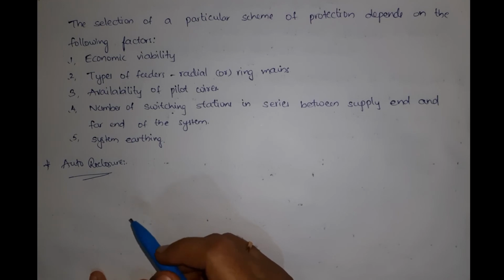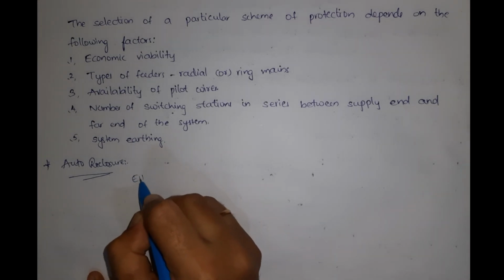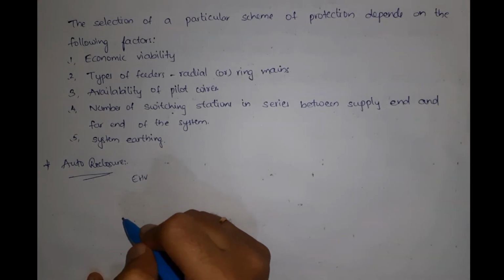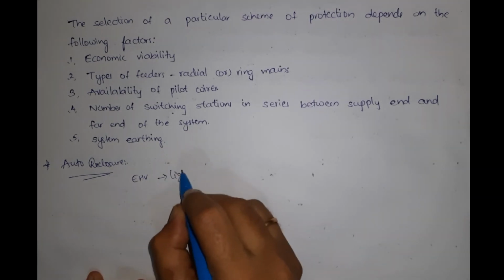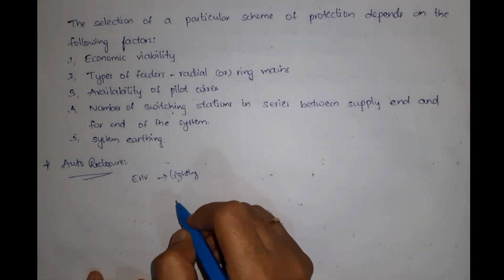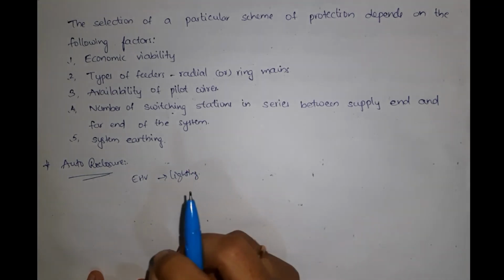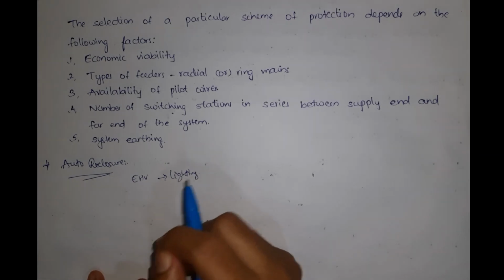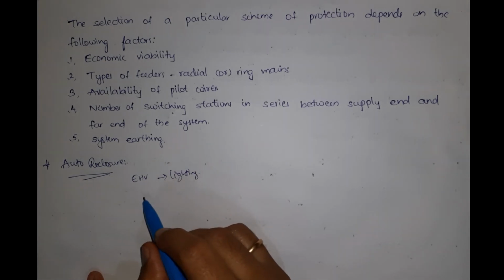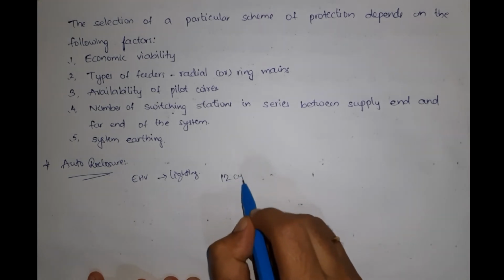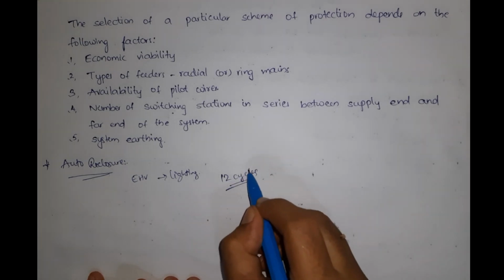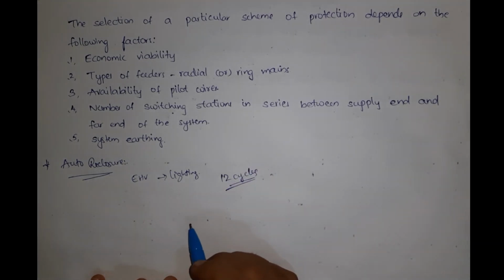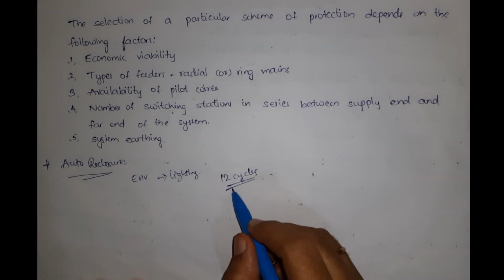Most faults on EHV lines, extra high voltage lines, are caused by lightning, right? Generally these lines are very much affected by lightning. This leads to flashover across insulators and exists for a short duration only. Therefore, instantaneous reclosure in EHV lines generally takes 12 cycles to complete.